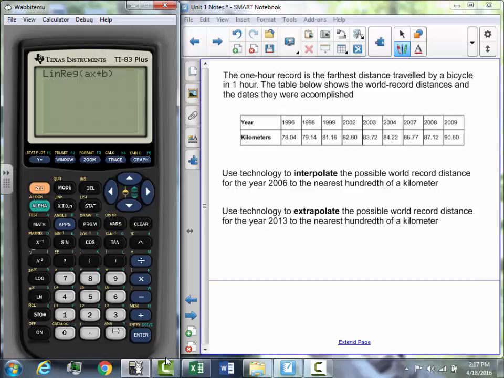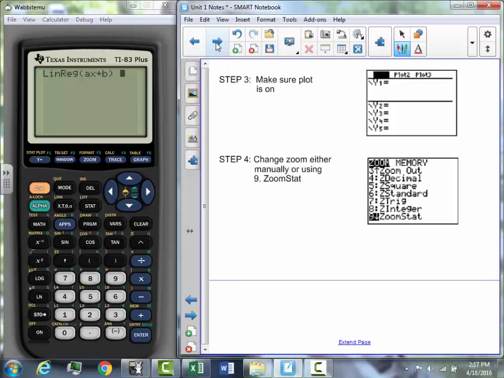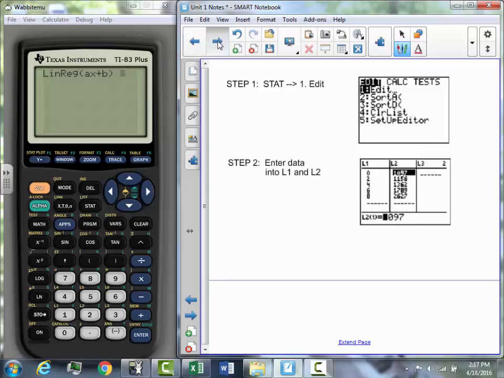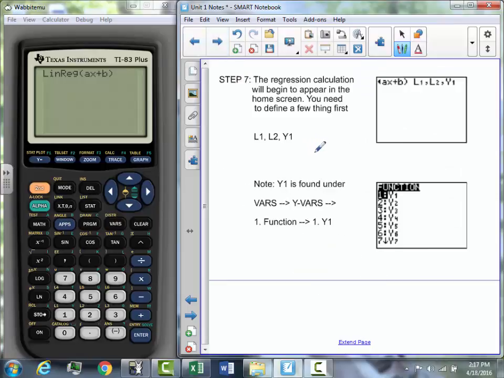Okay, at this point there are two different scenarios that happen depending on what calculator you have. Whose calculator shows what mine does? Okay, so I'll start with you guys and I'll troubleshoot the rest of us. If your calculator shows what mine does, we need to now tell it three things. We have to tell it where the data is coming from, and then we have to tell it where to put the data.